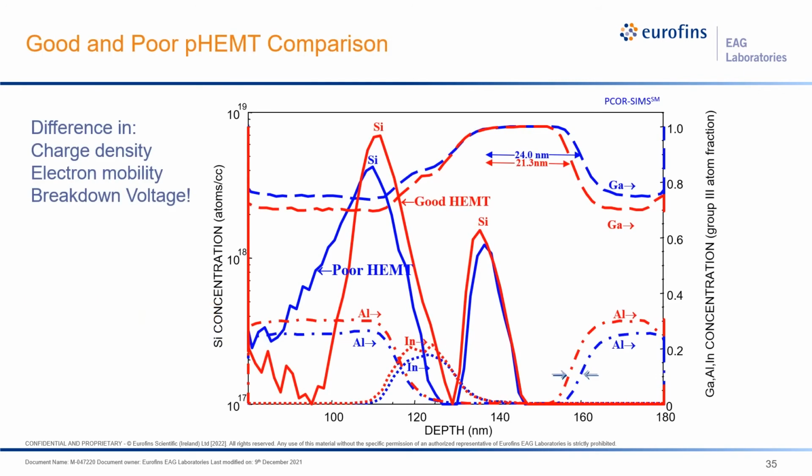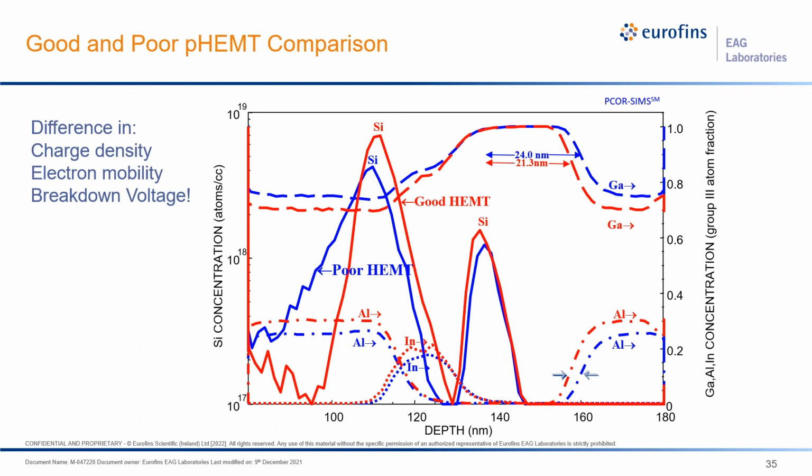Now here's an overlay of 2 pHEMT devices. One is considered to be a good pHEMT, and the other one a poor pHEMT. And the high depth resolution analysis of the pHEMT devices overlaid clearly shows that in the poor pHEMT, the silicon delta dopant is spilling over to the Schottky and reducing its resistivity and causing a lower breakdown voltage.